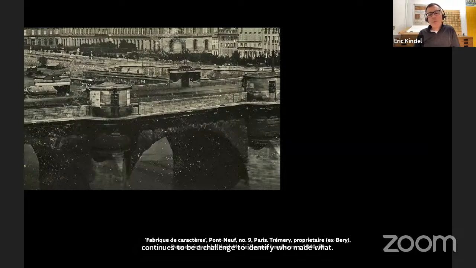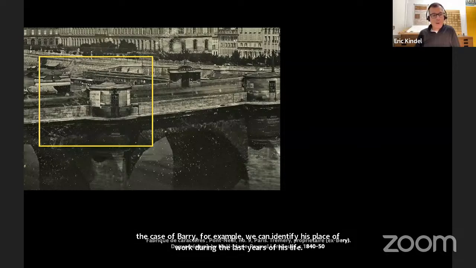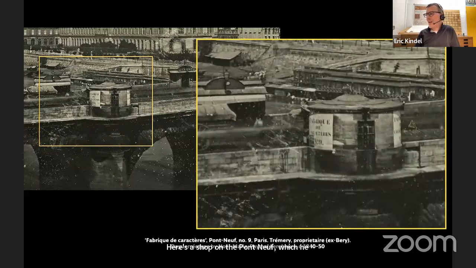But as we discover the names of more early stencil makers, we can begin filling in some details of their lives. In the case of Barye, for example, we can identify his place of work during the last years of his life. Here's his shop on the Pont Neuf, which he occupied in the 1780s. And a little bit closer up, but the image is beginning to break up. Anyway, this image was captured about 50 or 60 years after Barye occupied the shop, not long before it was demolished. But remarkably, stencils were still being made and sold there.